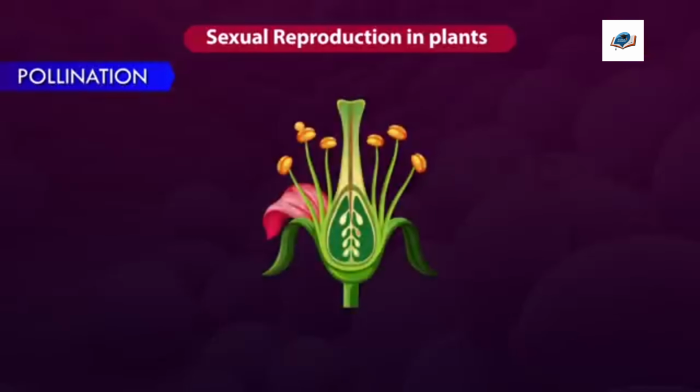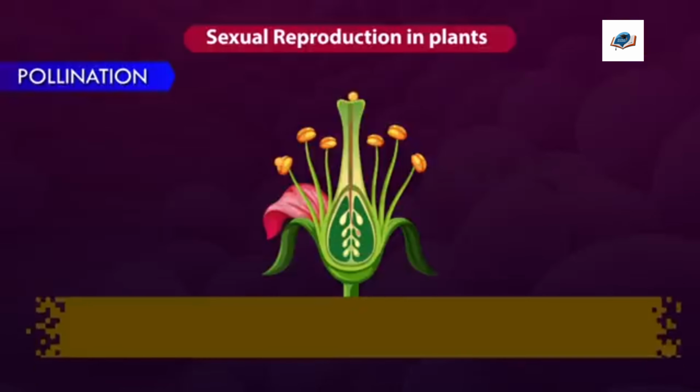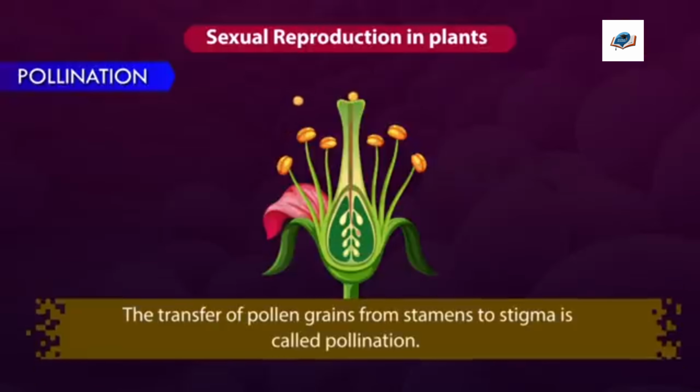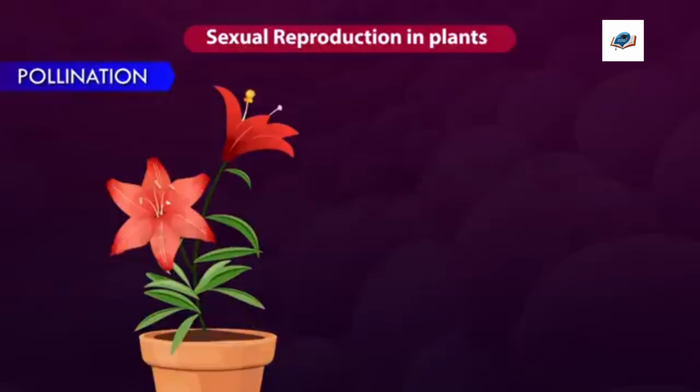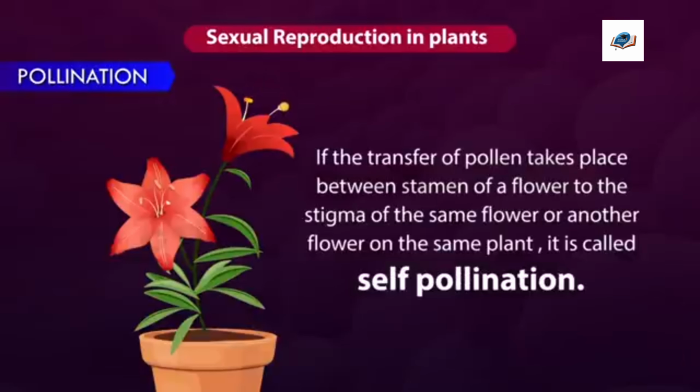Pollination. For the process of fertilization, the pollen grains have to reach from anther to stigma. This transfer of pollen grains from stamens to stigma is called pollination. If the transfer of pollen grains takes place between the stamen of a flower to the stigma of the same flower or another flower on the same plant, it is called self-pollination.